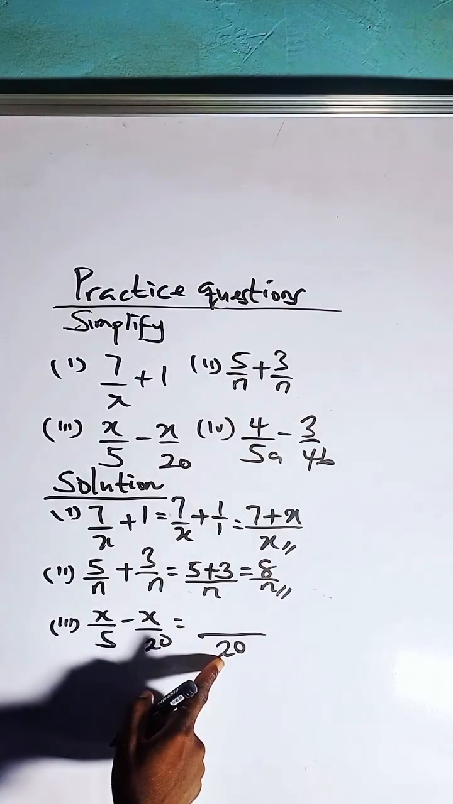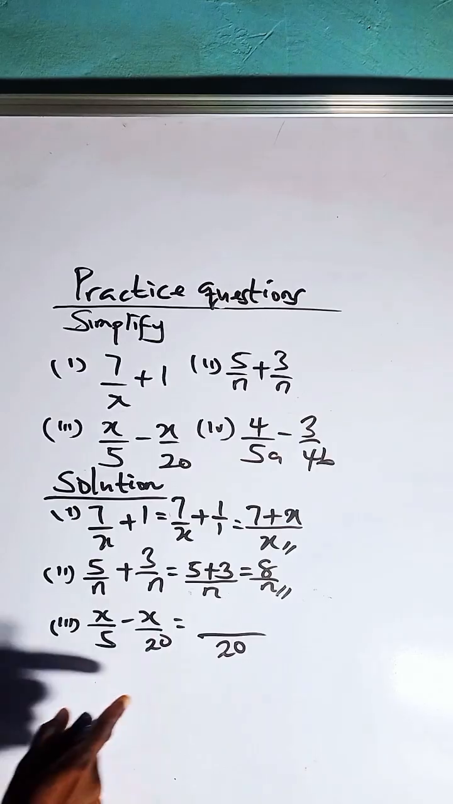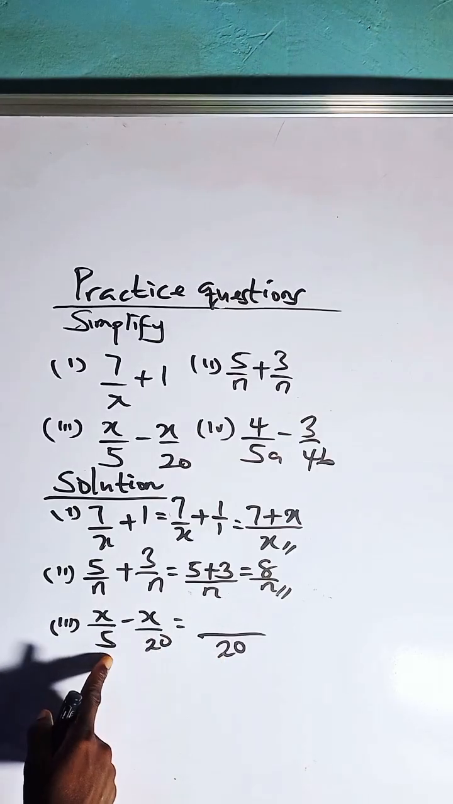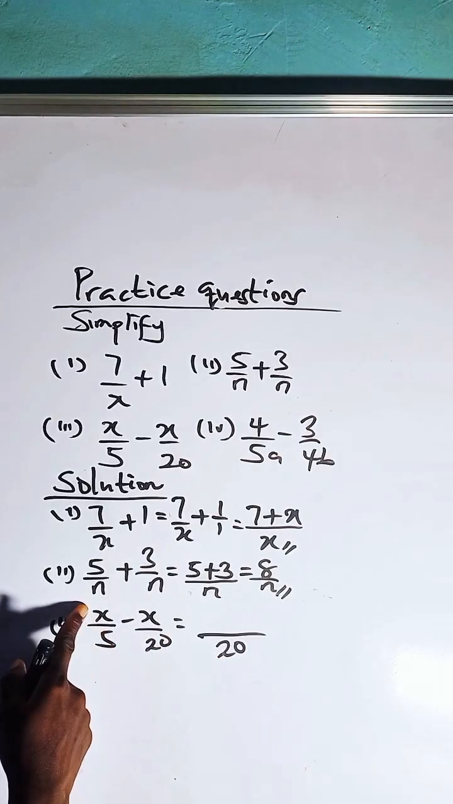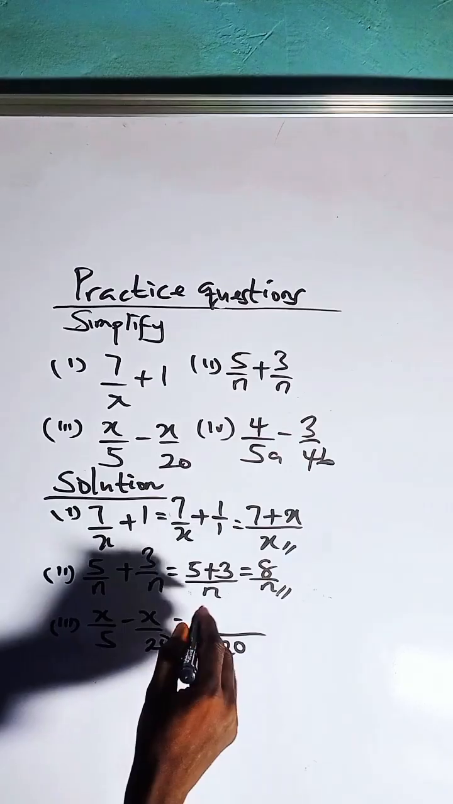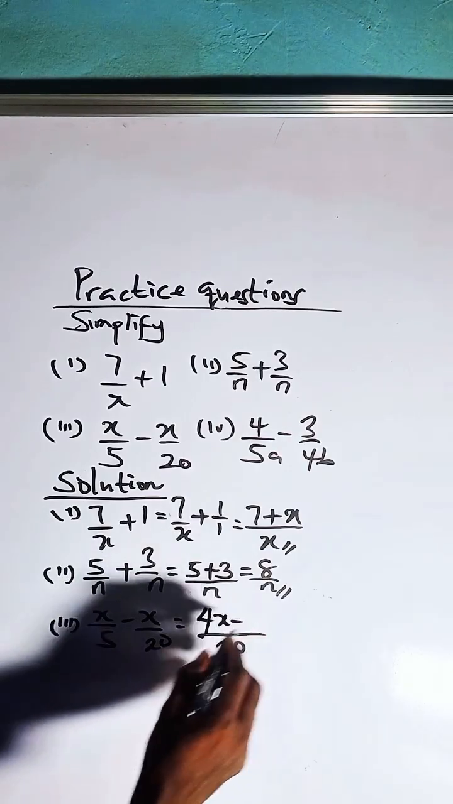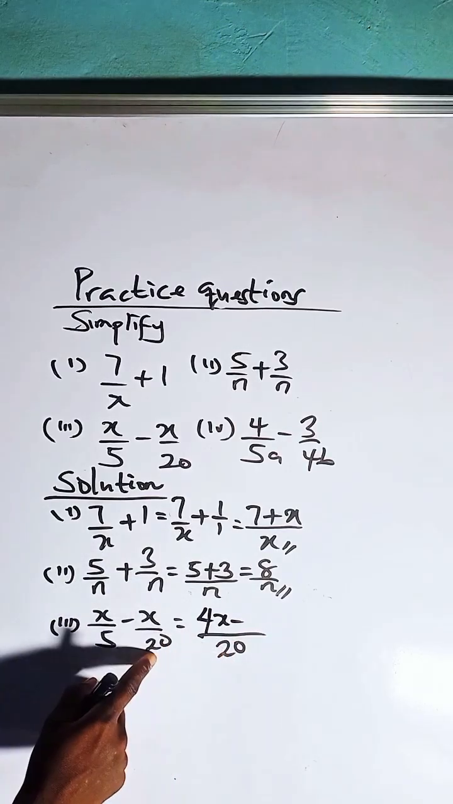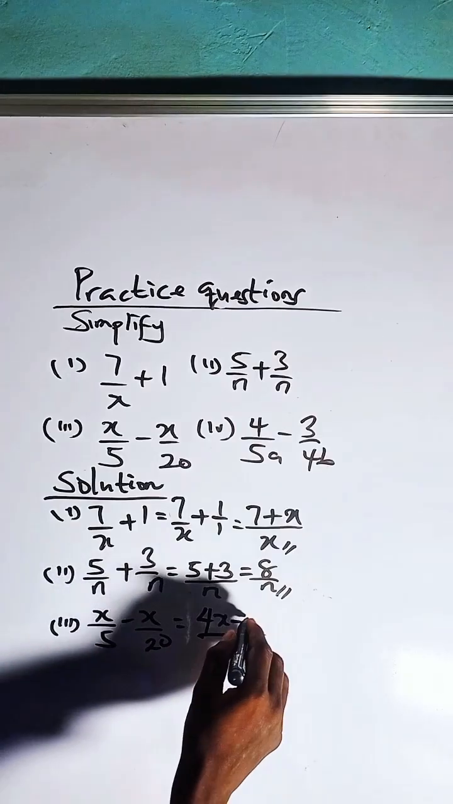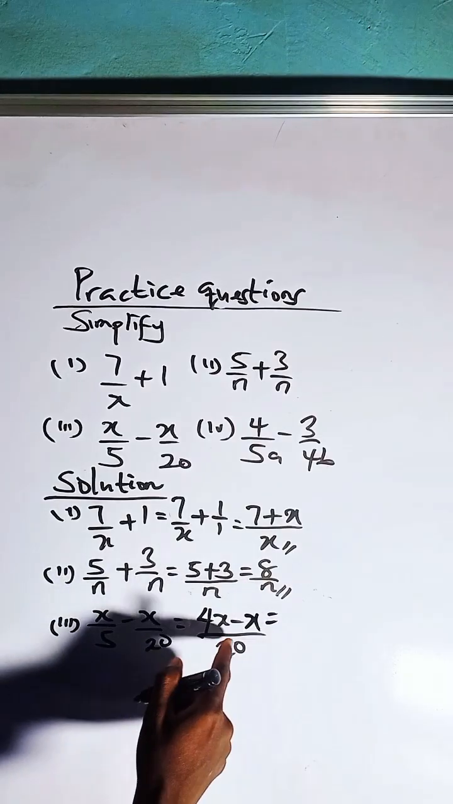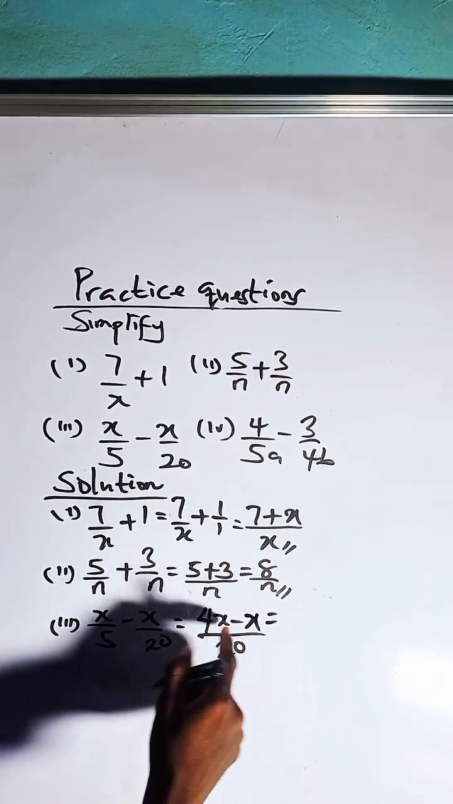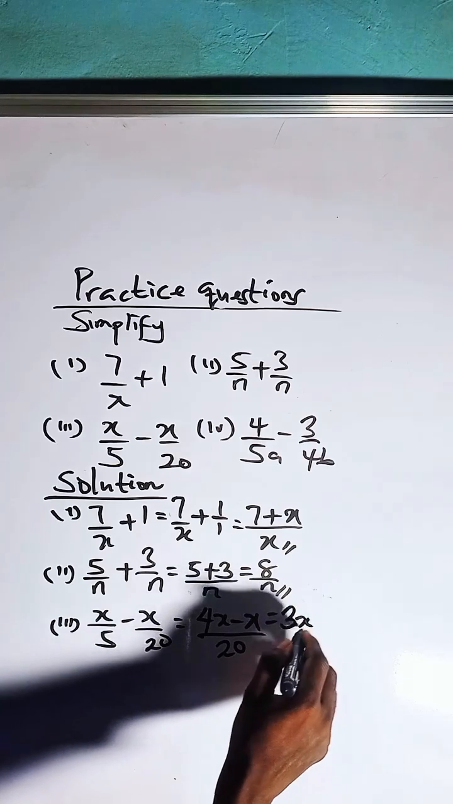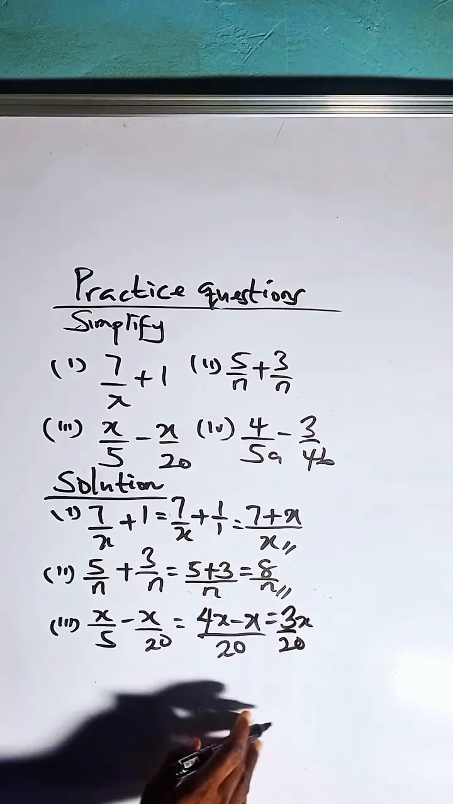So if the LCM is 20, we can then divide 20 by 5, that gives 4, we multiply it by x, so 4 times x we have it as 4x minus, so when we divide this by this we have 1, multiply by x we have x. So when we subtract this from here, we have 3x over 20.